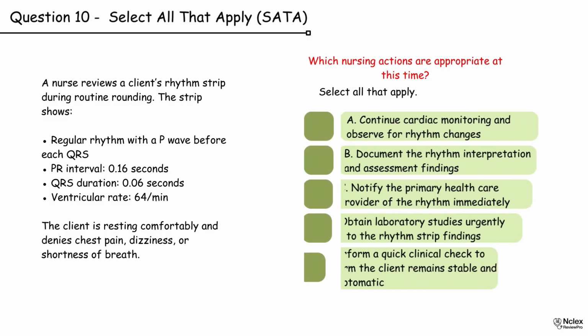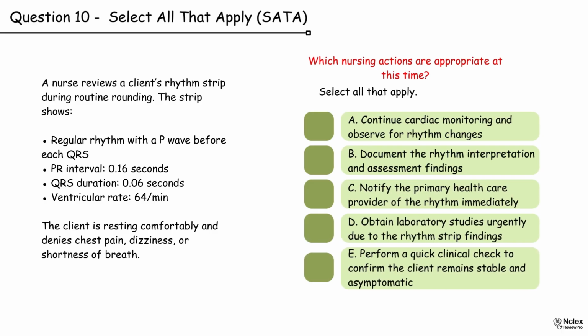Option A, continue cardiac monitoring and observe for rhythm changes. Option B, document the rhythm interpretation and assessment findings. Option C, notify the primary healthcare provider immediately. Option D, obtain laboratory studies urgently due to the rhythm strip findings. Option E, perform a quick clinical check to confirm the client remains stable and asymptomatic. Take a moment. Before choosing, identify the rhythm. Pause here if you need to.